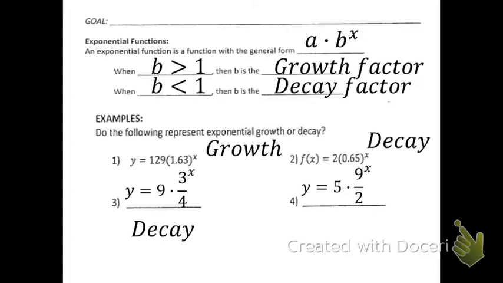And then for number 4, 9/2, same thing as 4.5, so 9 divided by 2 is 4.5. Yeah, it's going to be growth. It's getting larger. And that's all you have to know about those.